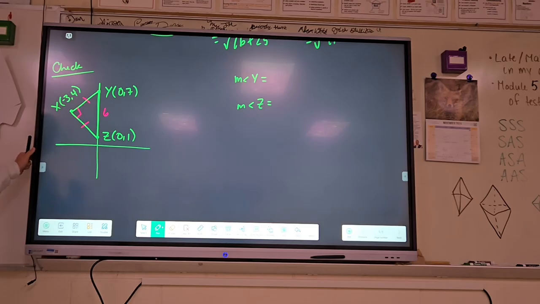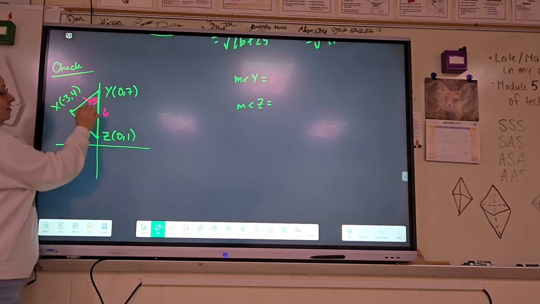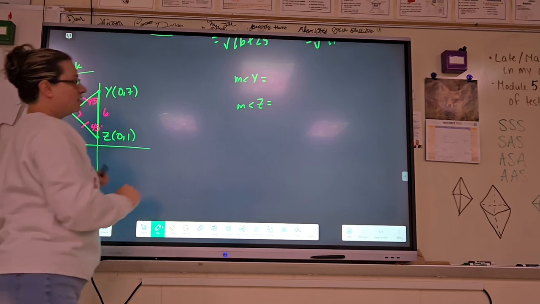So then we have to find the 2 missing angles, but we already have 90 degrees used. So I have 90 degrees left, chop it in half, 45 degrees for each of those angles.